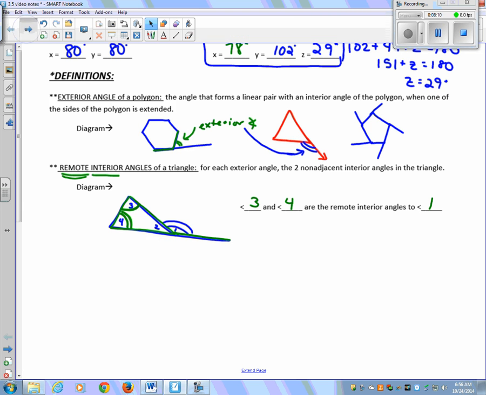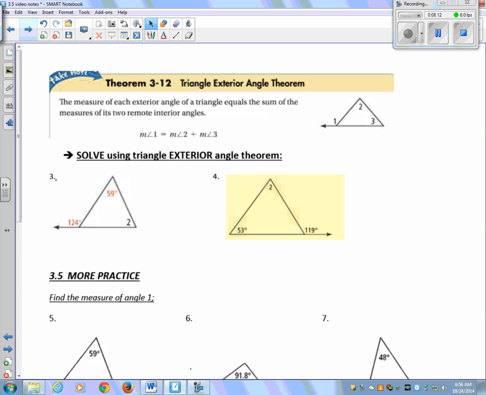Okay, so we're going to learn a theorem about that. The measure of each exterior angle of a triangle equals the sum of the measures of its 2 remote interior angles. So look at this diagram. We've got angle 1 is our exterior angle, and 2 and 3 are the remote interior angles. So the triangle exterior angles theorem says that this angle, let's call it 100 degrees, is equal to whatever angle 2 is plus whatever angle 3 is.